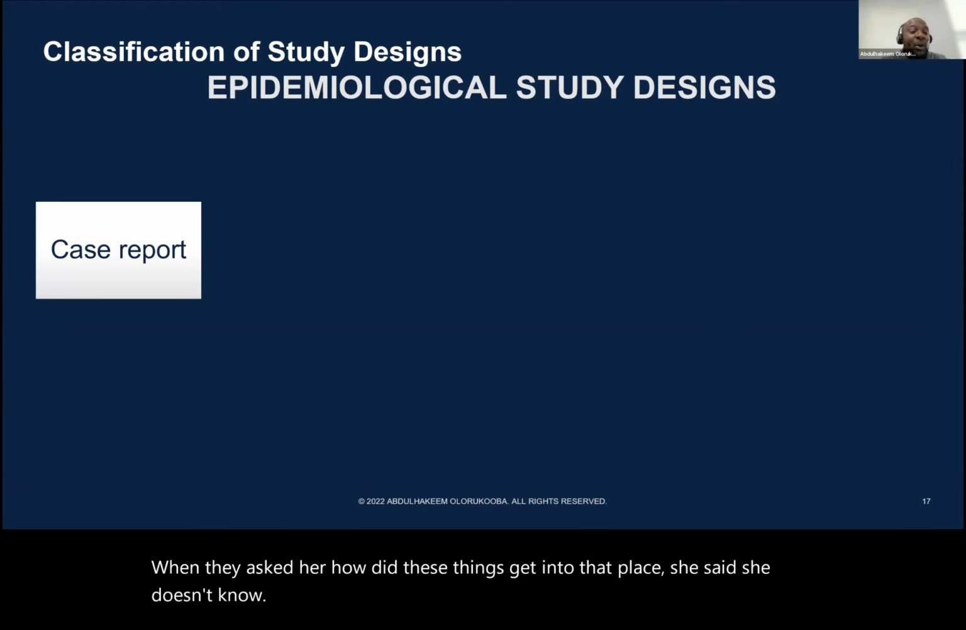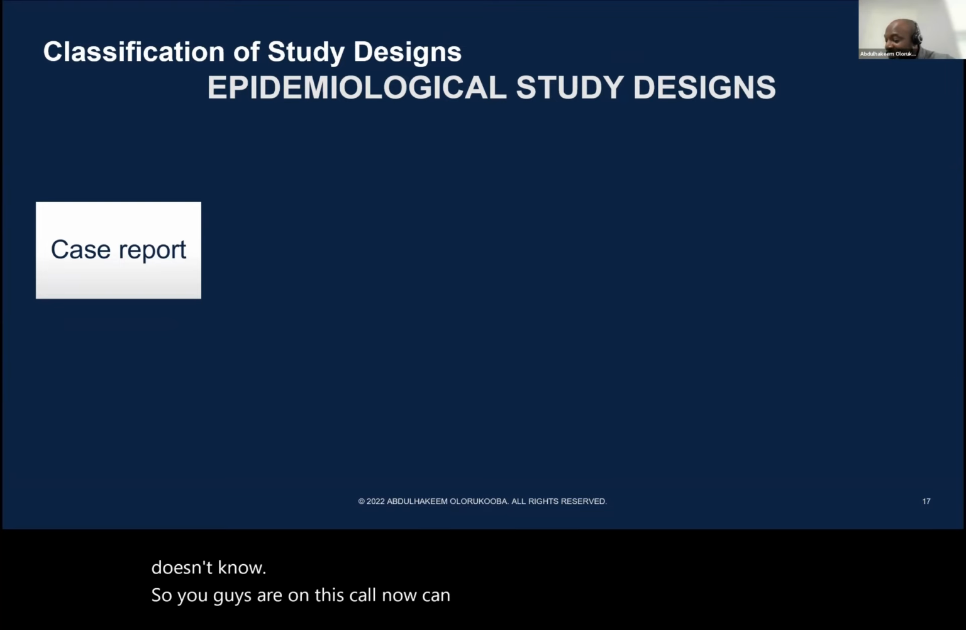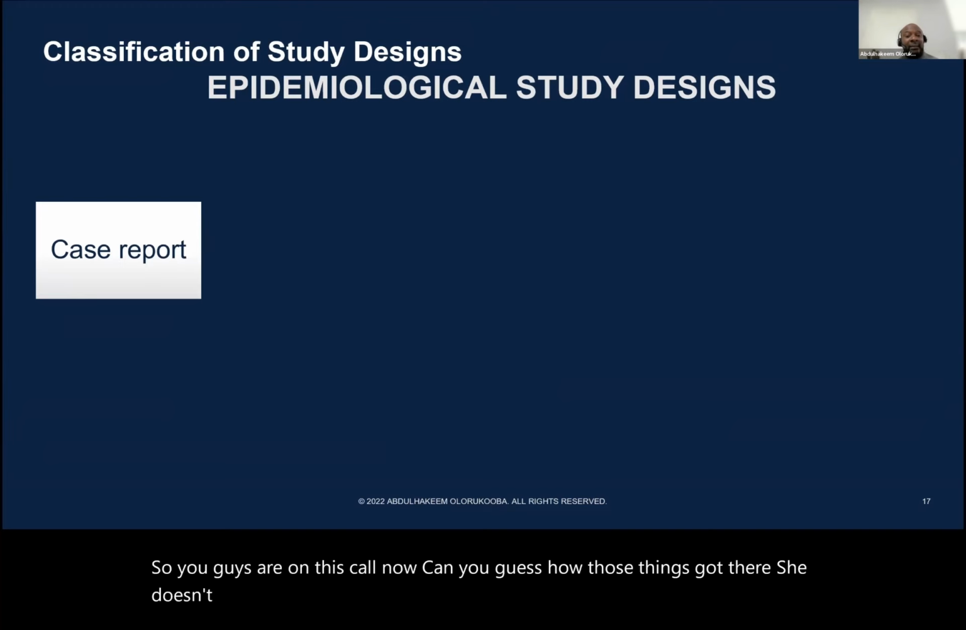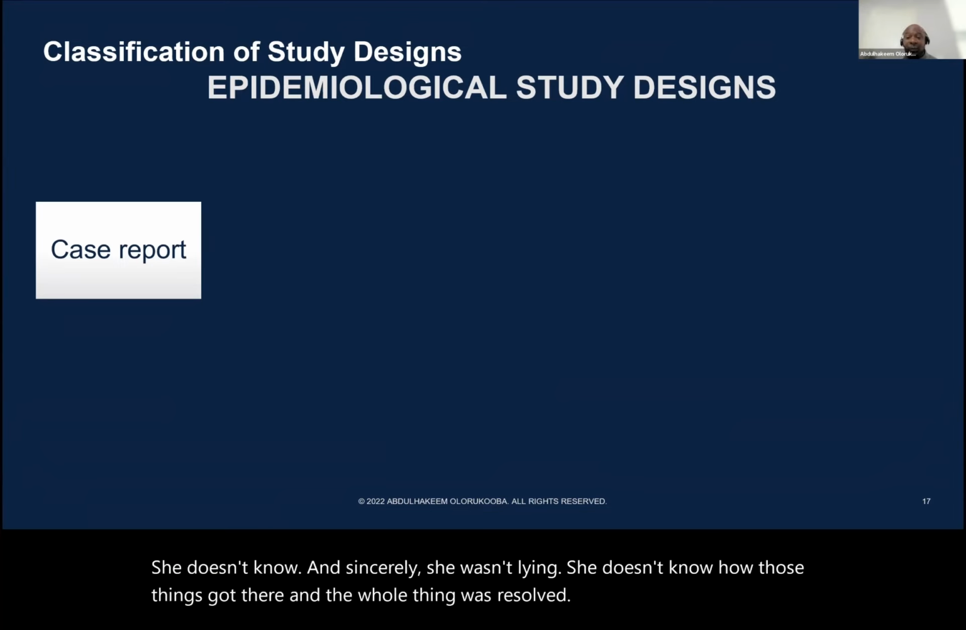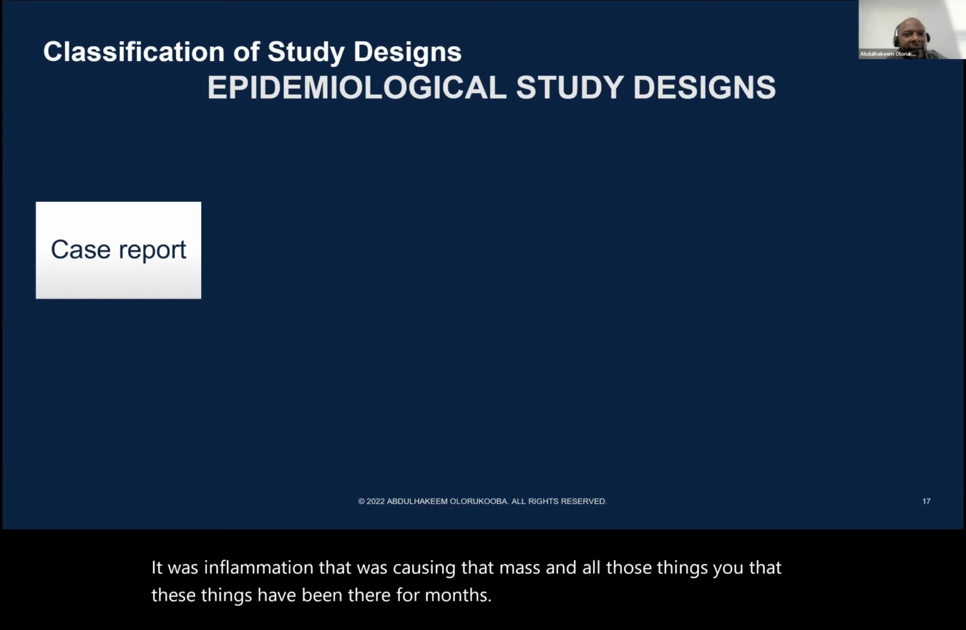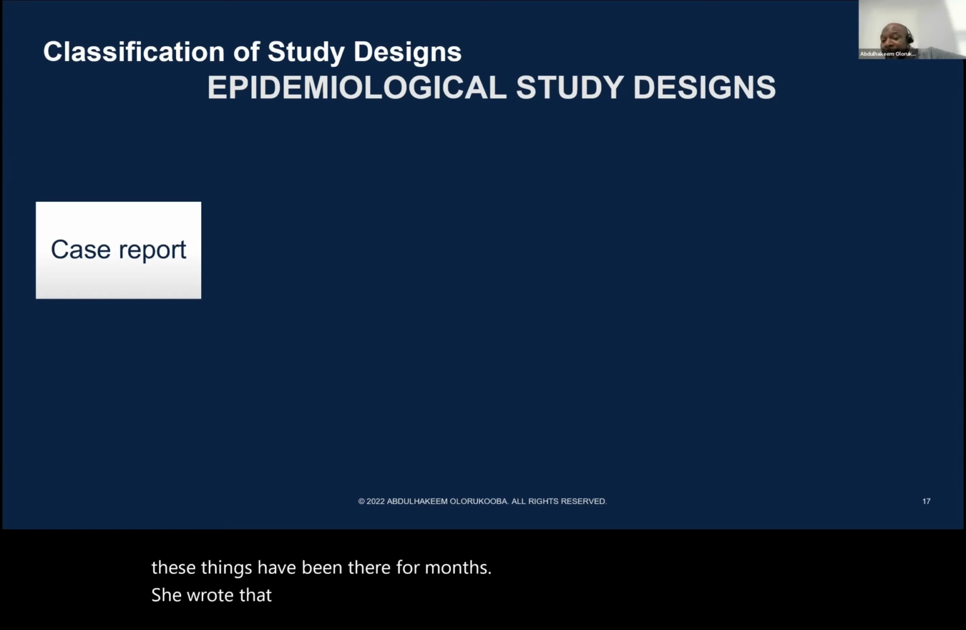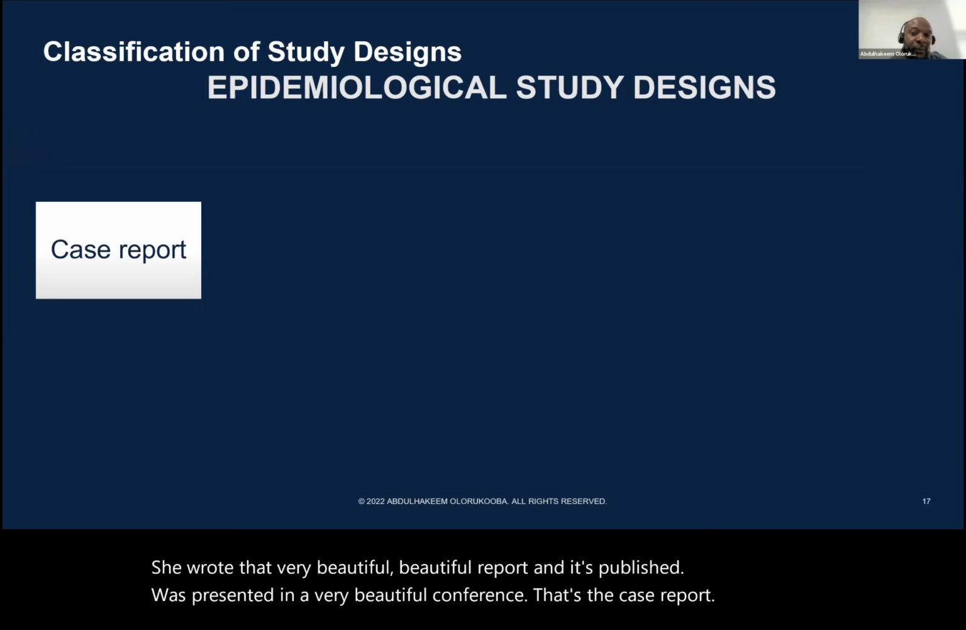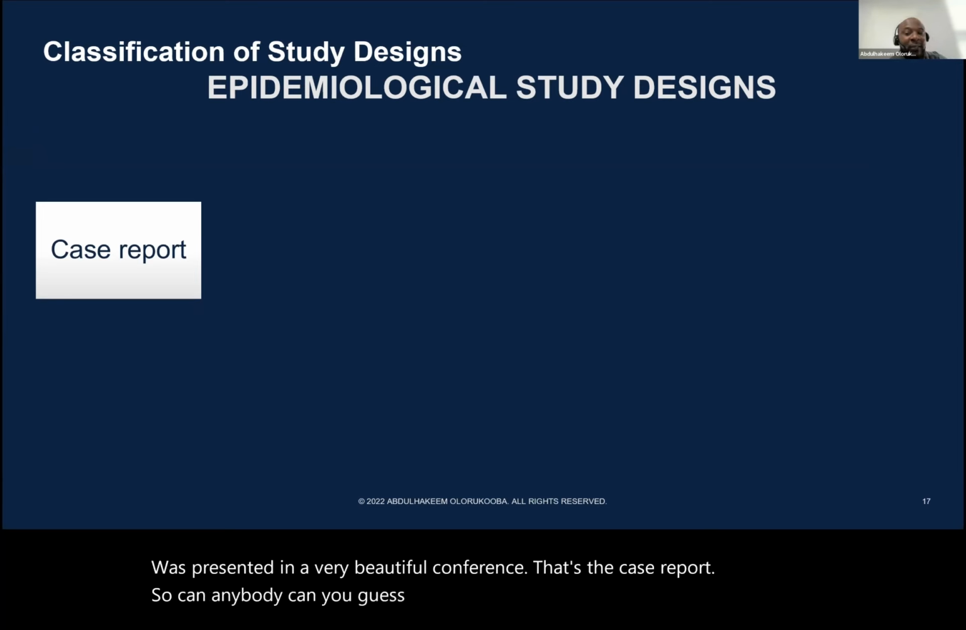So you guys are on this call now. Can you guess how those things got there? She doesn't know. And sincerely, she wasn't lying. She doesn't know how those things got there. And the whole thing was resolved. It was inflammation that was causing that mass and all those things, that these things have been there for months. She wrote that very beautiful report, and it's published. It was presented in a very beautiful conference. That's the case report.